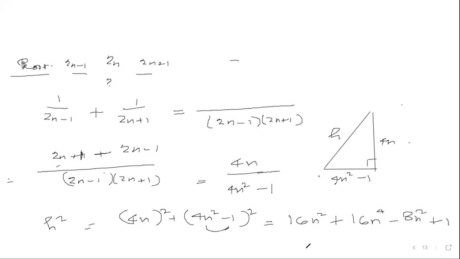And when you simplify this, you have a 16n to the fourth here. 16n squared minus 8n squared becomes plus 8n squared. 16 minus 8, 8n squared, plus 1. Now watch. See, the square of 4n squared minus 1 is this. And this one here looks almost exactly like that. And that is actually 4n squared plus 1 all squared.